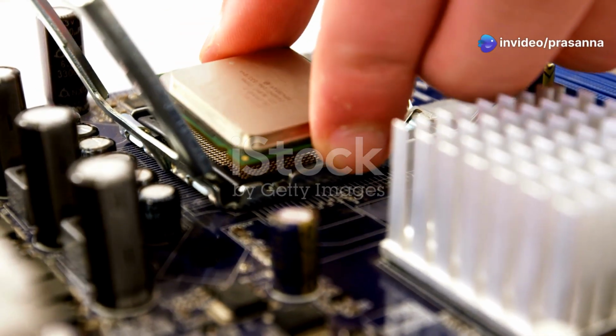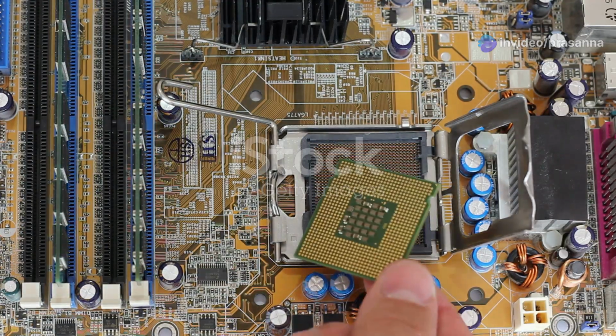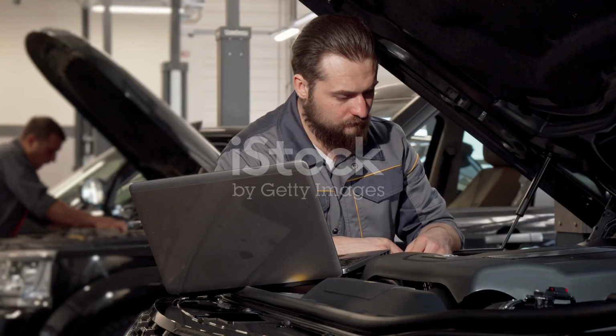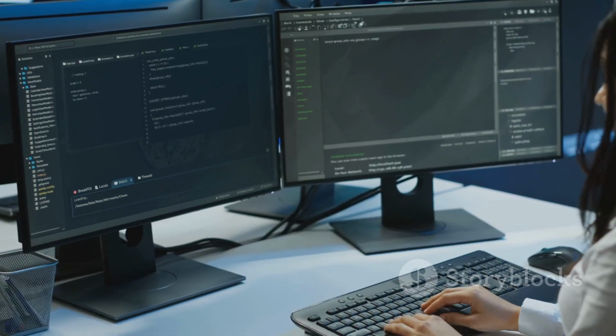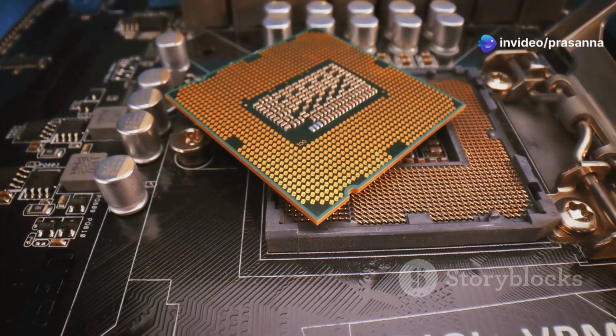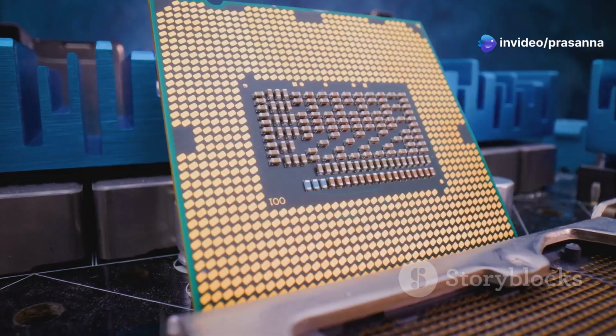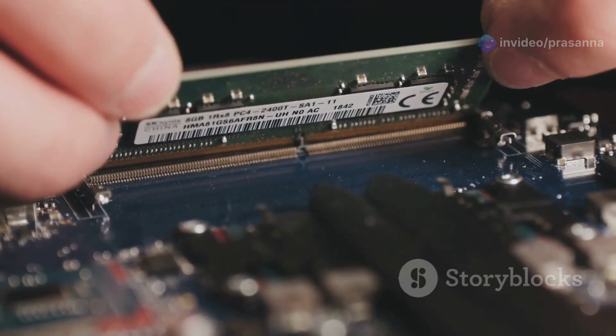Now let's talk about the relationship between ISA and the CPU. The CPU is like the engine of your computer and the ISA is the mechanic's manual. The ISA tells the CPU how to interpret and execute instructions. It defines things like the size of data the CPU can handle, the types of operations it can perform, and the way memory is organized.